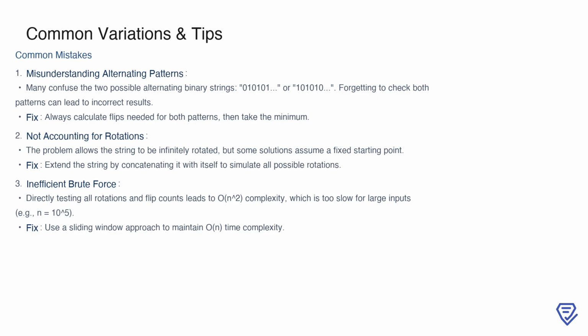Some solutions assume a fixed starting point, which is incorrect. To handle this, you can simulate all possible rotations by concatenating the string with itself. Lastly, using a brute force method to test every rotation and count flips results in a time complexity of O(n squared), which is impractical for large inputs. Instead, you should adopt a sliding window approach to achieve an efficient O(n) solution.